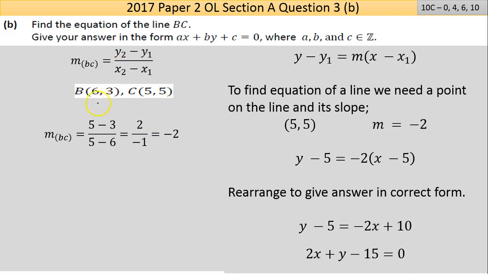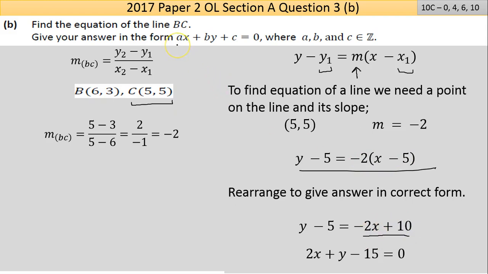I have a point, I can pick either one. In this question I picked C, no reason, just whatever. So I've replaced the y1 by 5 and the x1 by 5 and the slope by -2. That's done here. Then I'm going to remove the brackets, so simplify it as much as I can. And -2 times x is -2x. -2 times -5, minus by minus is plus, 2 5s is 10. So that's the simplification step done.